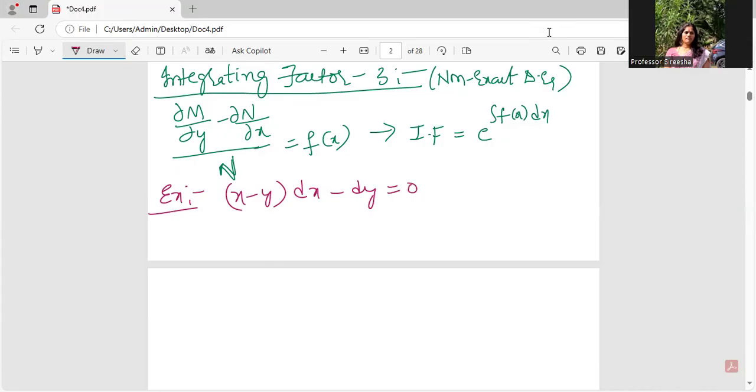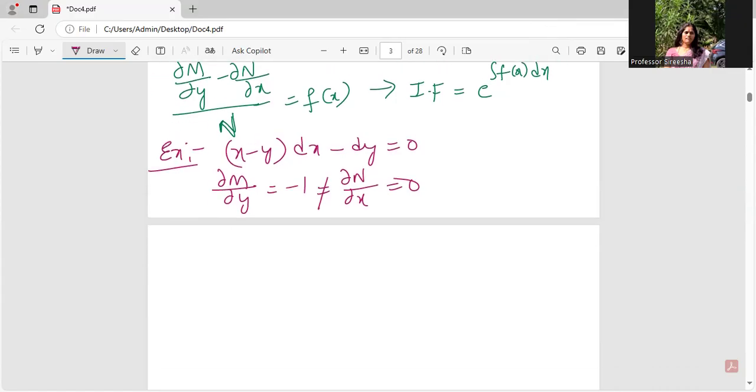Clearly I can see ∂M/∂y is equal to minus 1, and ∂N/∂x is equal to 0. Clearly both are not matching. At the same time, from the previous videos on integrating factors 1 and 2, where the function should be homogeneous, or you should be able to write M as y times some function of xy and N as x times a function of xy, I may not be able to write it like that either. So how do I proceed?